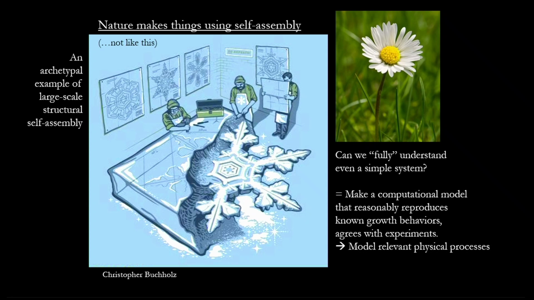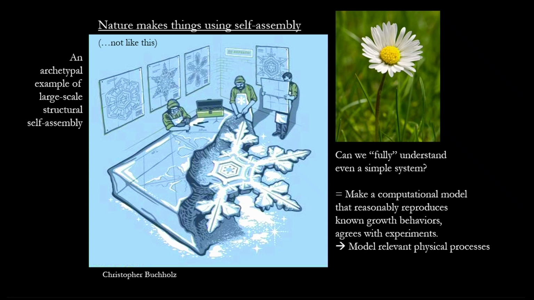Now, to fully understand a condensed matter system, you have to define your terms. And what I want to say is just that we could make a computational model of this. So we would have to have an understanding of all the relevant physical processes, enough so that we could create algorithms and put all this in the computer and then generate numerical snowflakes in such a way that it reproduced reasonably well the known growth behaviors and it would agree with experiments and that kind of thing. So the question is just, can we do that?